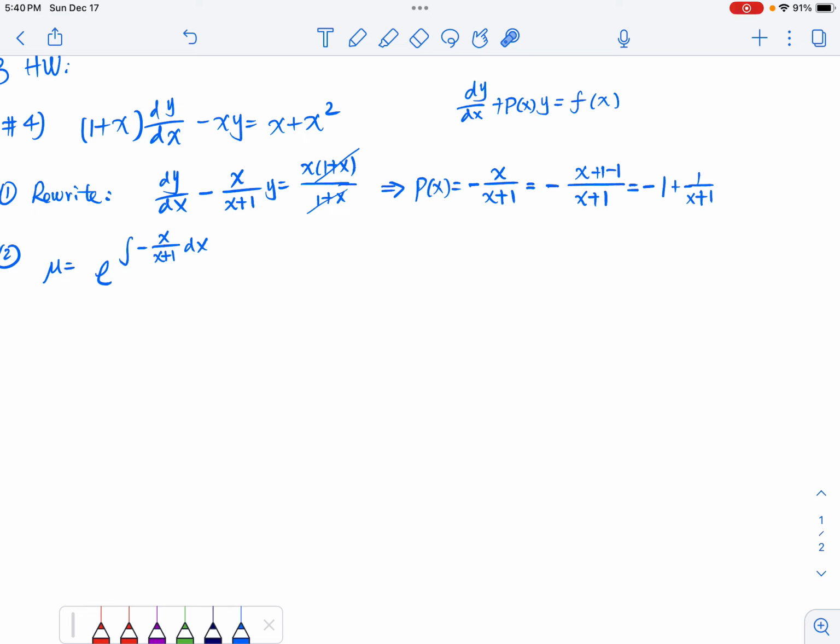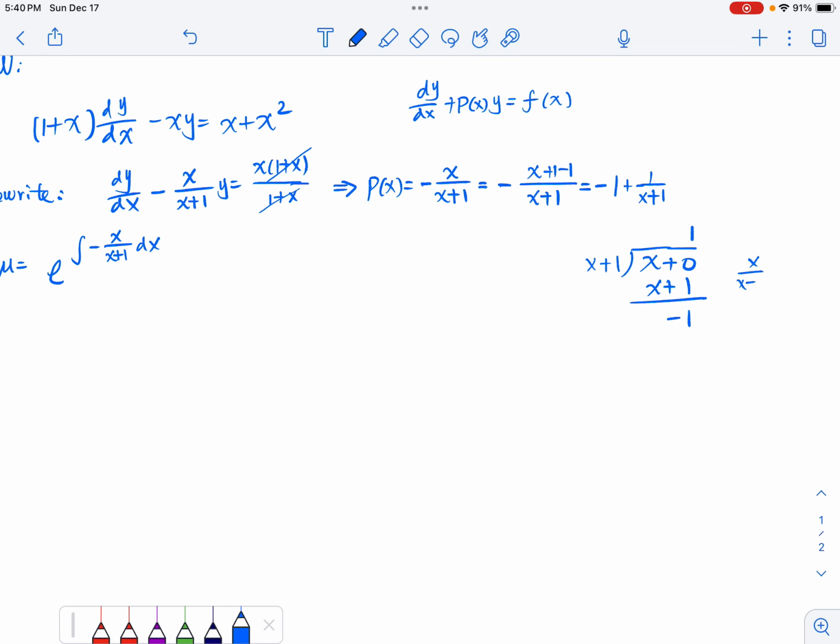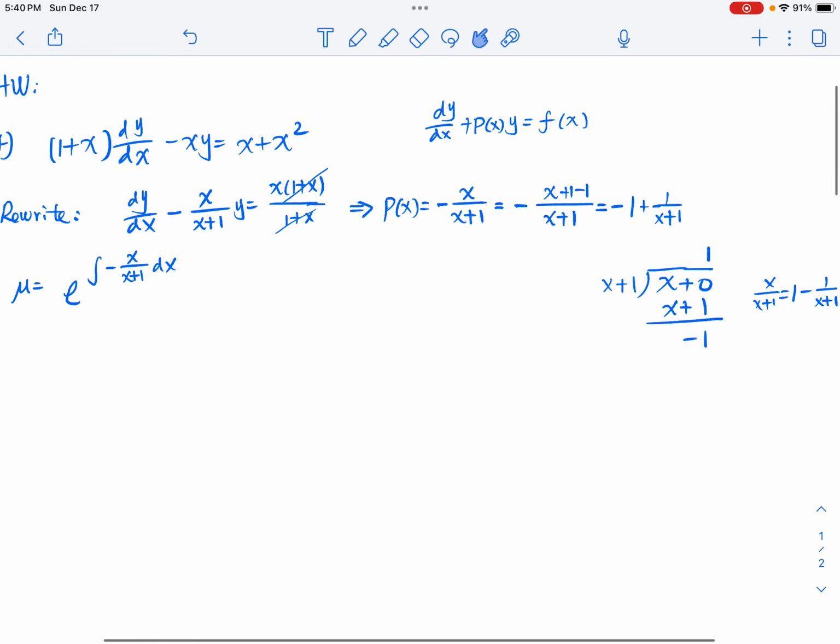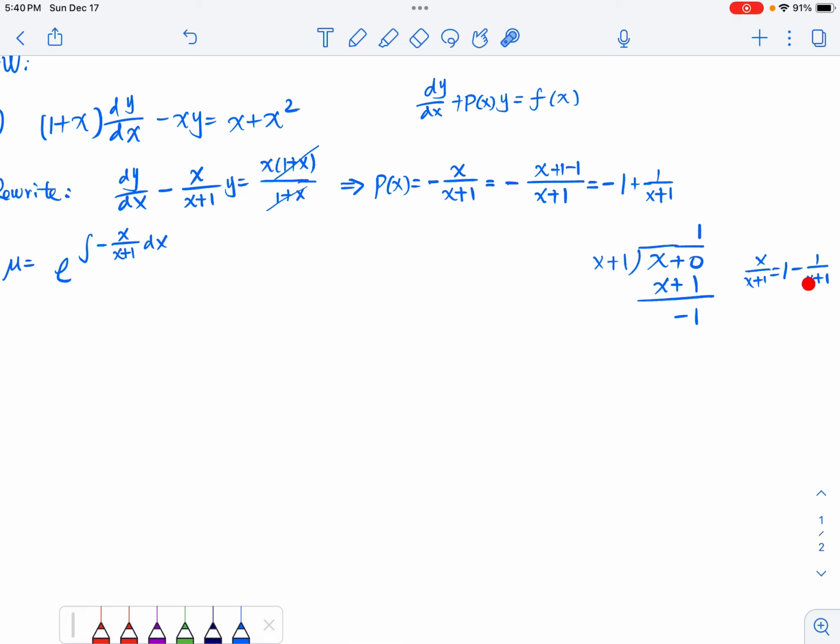Now, of course, if you are not able to make up the plus 1 minus 1, you can always do a long division. So it's just x divided by x plus 1. You can see that I'm going to add a constant term 0. And this will be 1. So x plus 1, and then you subtract. The remainder is negative 1, right? So therefore, x over x plus 1 will be equal to 1 minus 1 over x plus 1. That's what this is. Of course, we have a negative sign, that's why we change the sign.